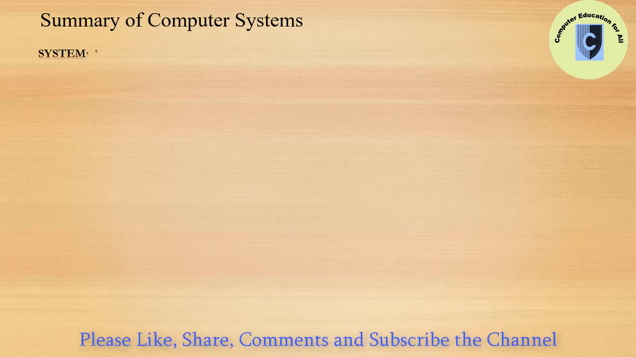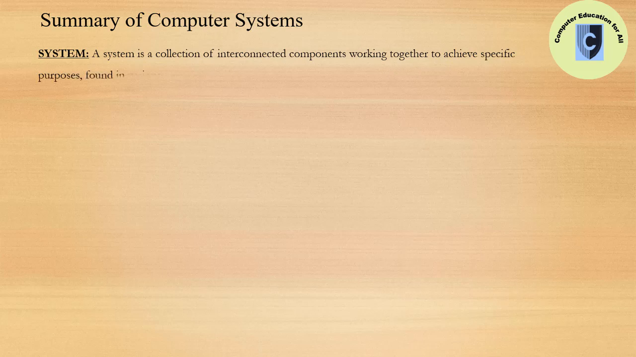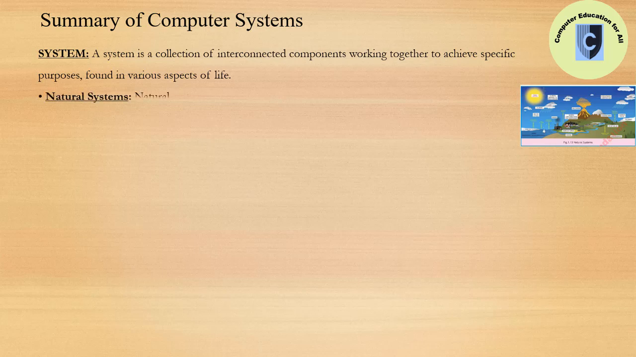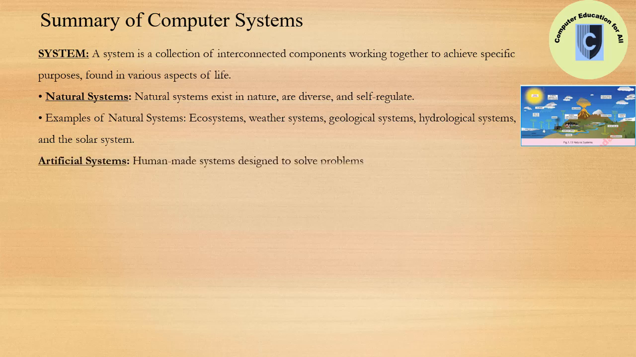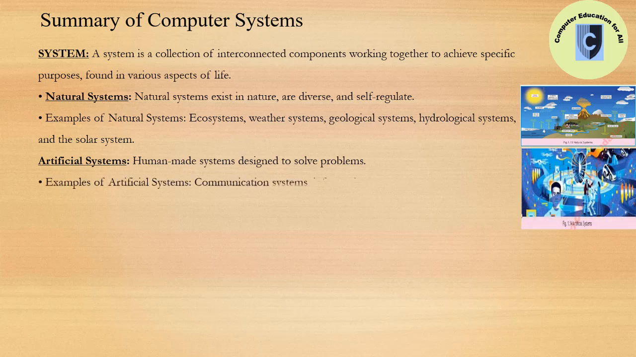System. A system is a collection of interconnected components working together to achieve specific purposes found in various aspects of life. Natural systems exist in nature, are diverse, and self-regulate. Examples of natural systems: ecosystems, weather systems, geological systems, hydrological systems, and the solar system. Artificial systems are human-made systems designed to solve problems. Examples of artificial systems: communication systems, information systems, transportation systems, energy systems, manufacturing systems, and healthcare systems.